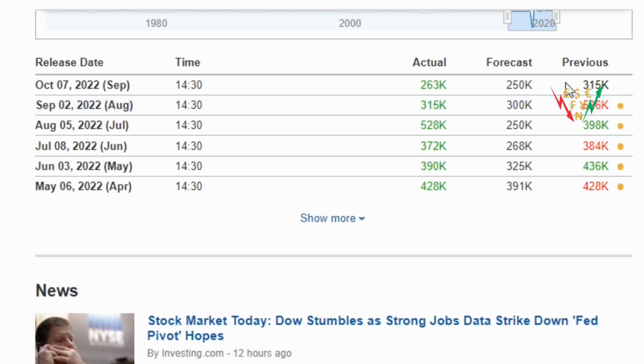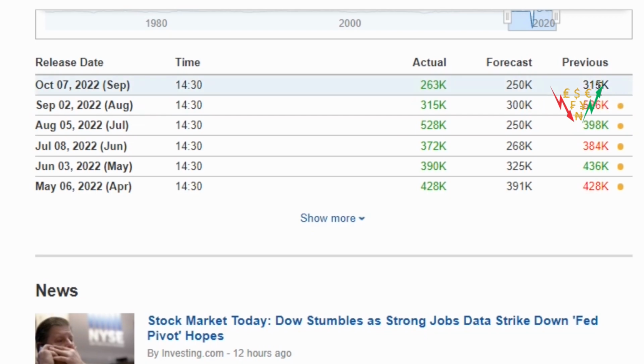But going to the present one here, the previous, which was exactly the actual for September 2nd, which you see as 315K, is the actual for the report that was released just yesterday. And you don't see any amber circle here, which shows that the figure is the same. It wasn't revised, all right?